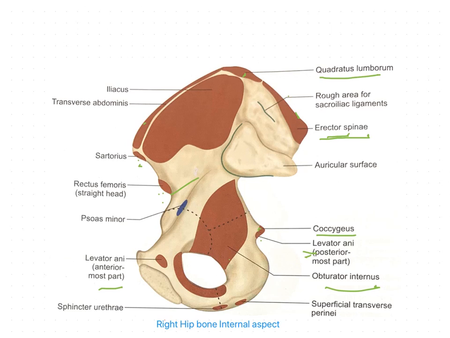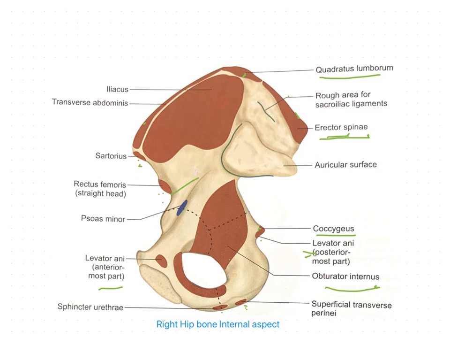Okay, if you see the rami, you can find another muscle called sphincter urethrae, and superficial transverse perineal muscles are also getting attached here to the ischium. Okay, so these are all the muscles which are attached on the internal aspect of the hip bone.